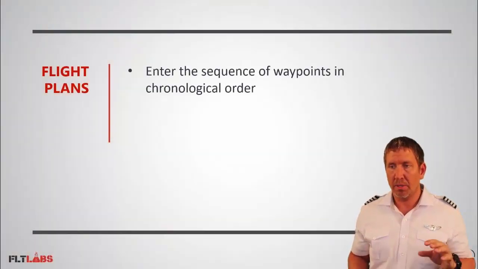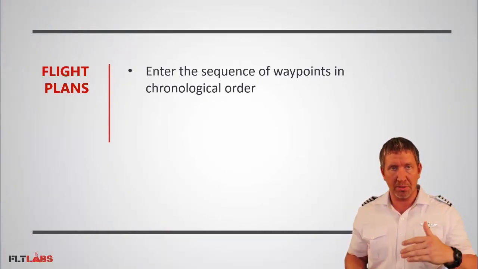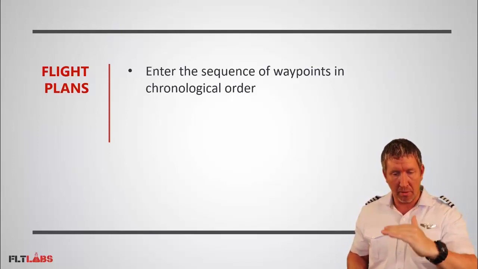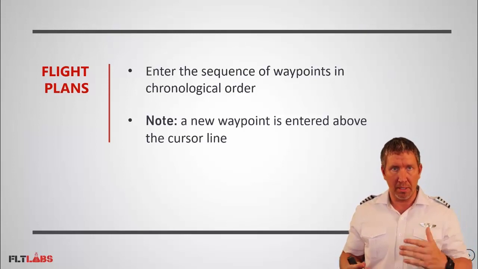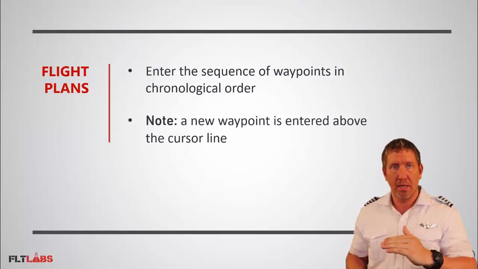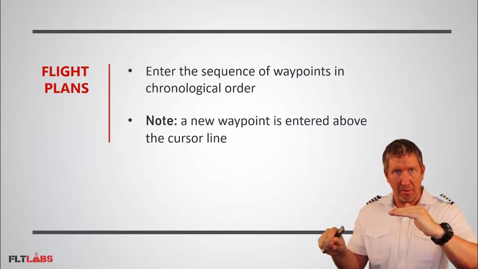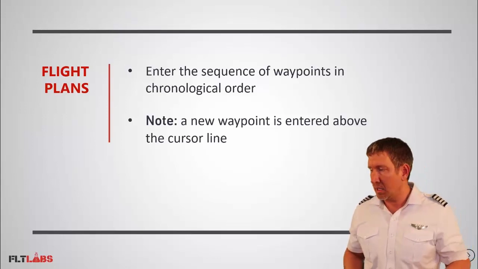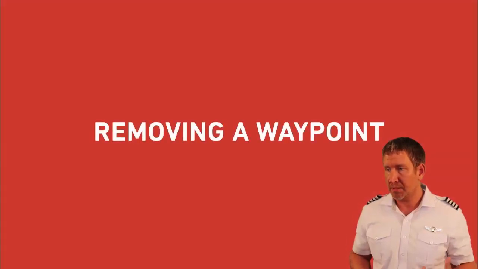Flight plans. All right. We're going to enter the sequence of waypoints for our flight plan in chronological order. So I want to go here, here, here, here. So we'll enter it in the order that we want to go. A note, a new waypoint is entered above the cursor line. So if we have a series of points, I put the cursor at this point just above it, and then I enter in a point, it's going to be inserted above where it's flashing.